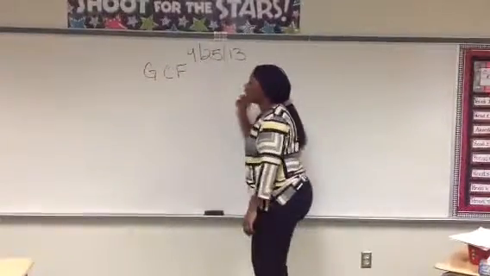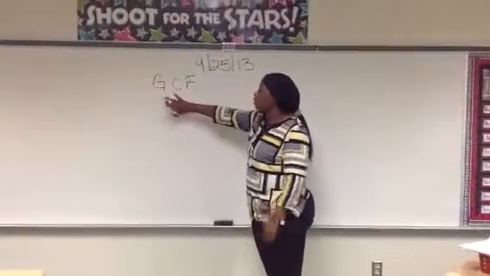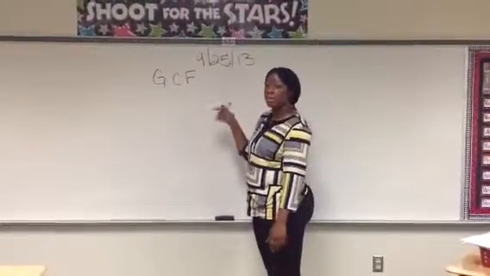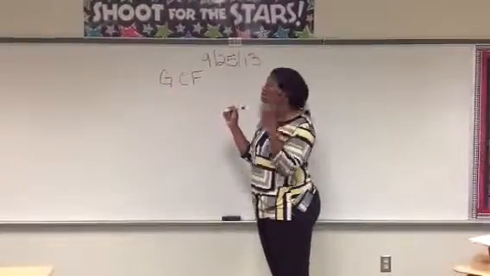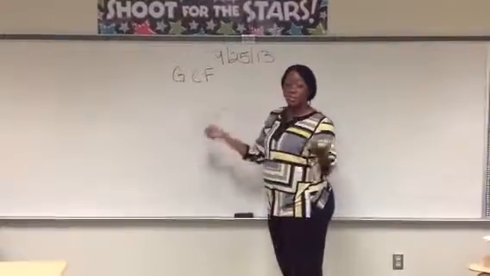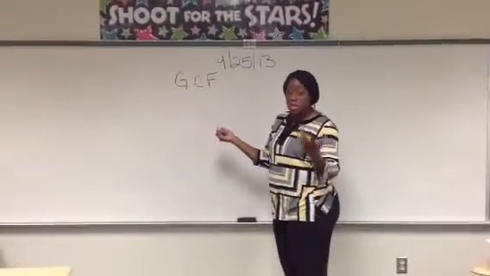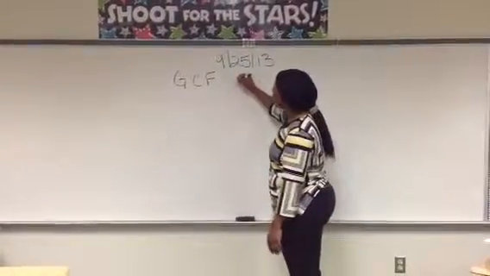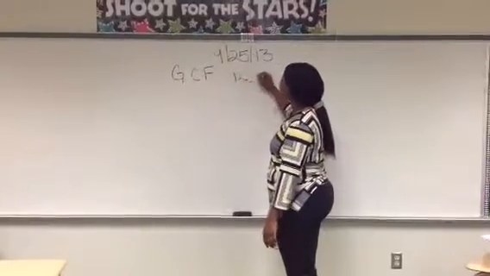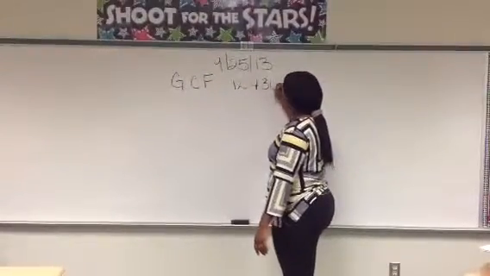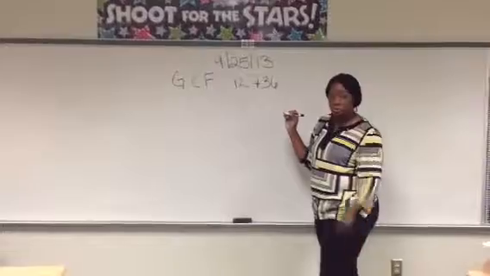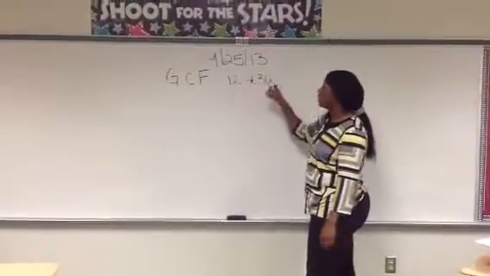Okay, all right. So today we're going to be talking about greatest common factor, how to find greatest common factor. There are 3 different ways to do it. The first way is the way that you already know about, T-charts. We're going to use the 2 numbers, 12 and 36, and find the greatest common factor 3 different ways using 12 and 36.